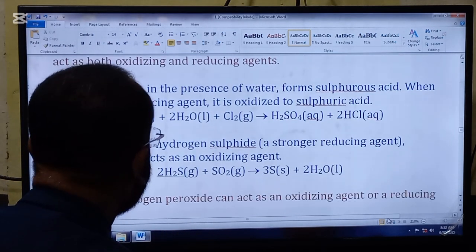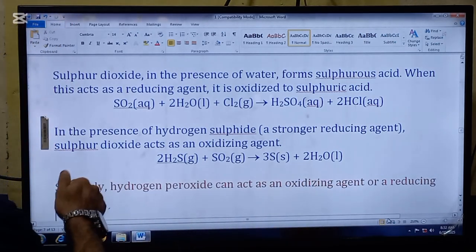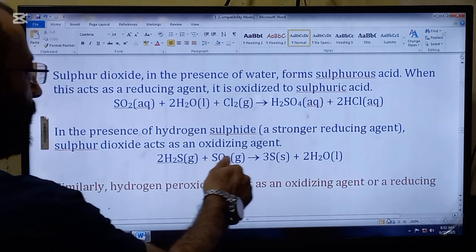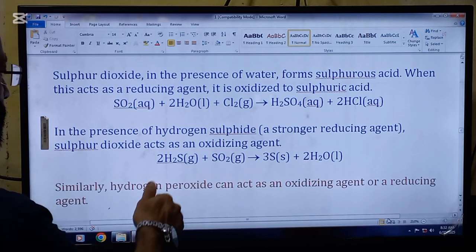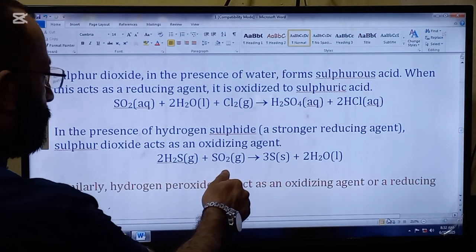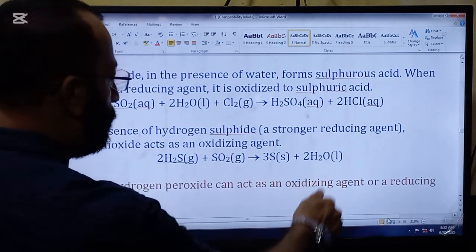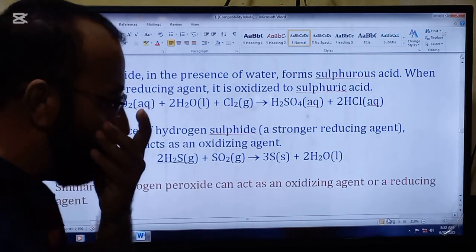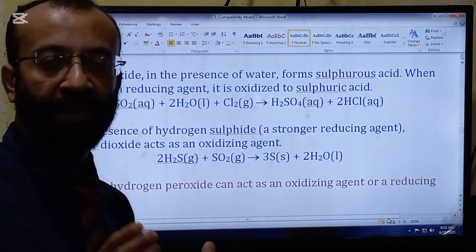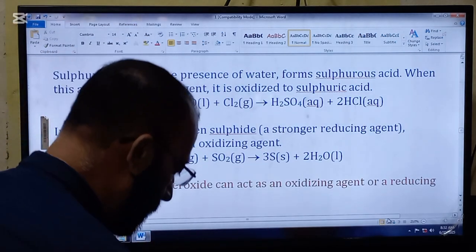Whereas in the presence of hydrogen sulfide, a strong reducing agent, sulfur dioxide acts as an oxidizing agent. So look now, 2H2S plus SO2 forms 3S plus 2H2O. This is one example of a substance which is acting as a reducing as well as an oxidizing agent.